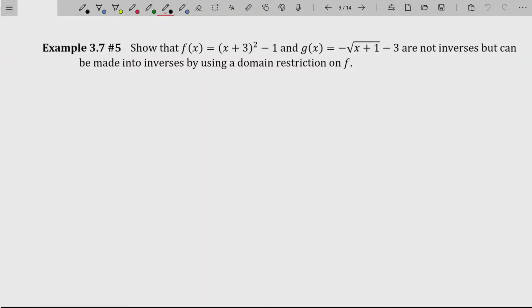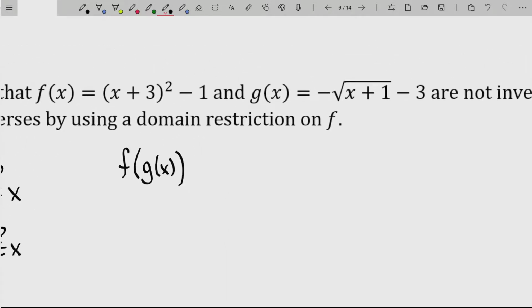So if these are actual inverses, then I should be able to take f and plug g in, and it should become x. Likewise, I should be able to take g and plug f into it, and it should become x. I happen to know how this is going to work, so I'll just choose the first one. So let's go ahead and work on the first one. F of g of x. Let's just see what that is. Again, if they're inverses, it should just turn out to be x.